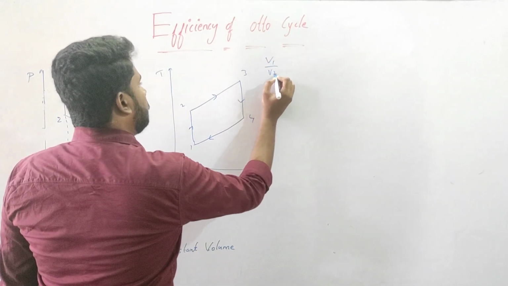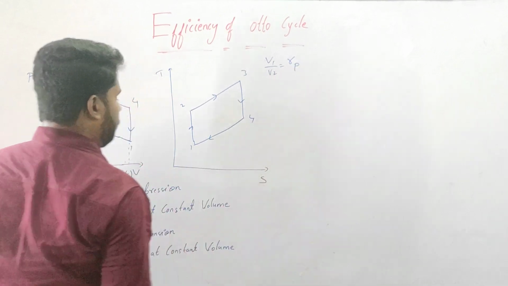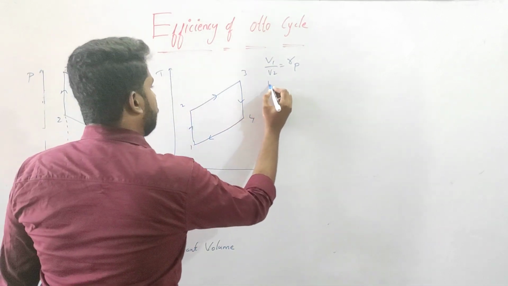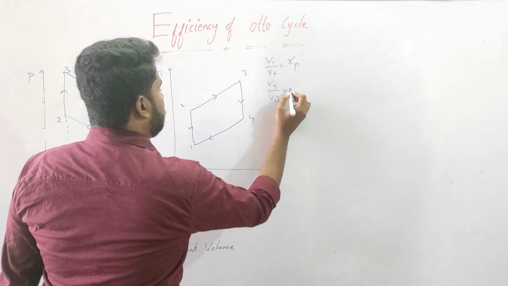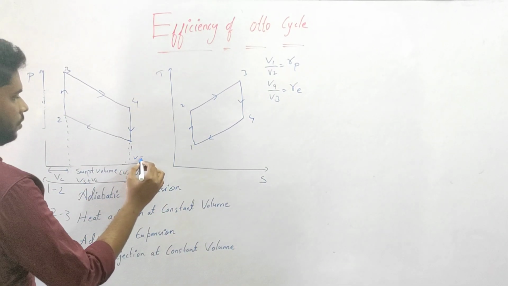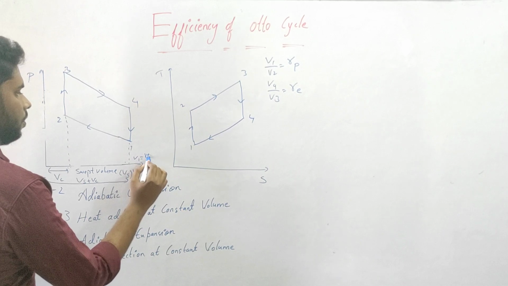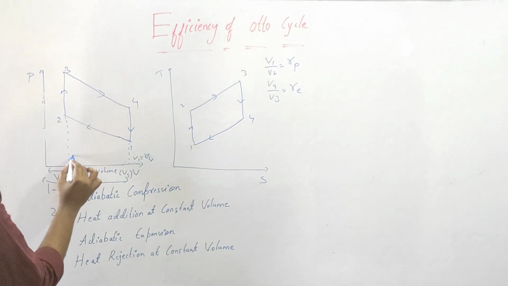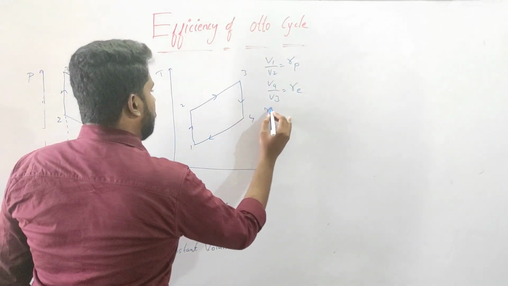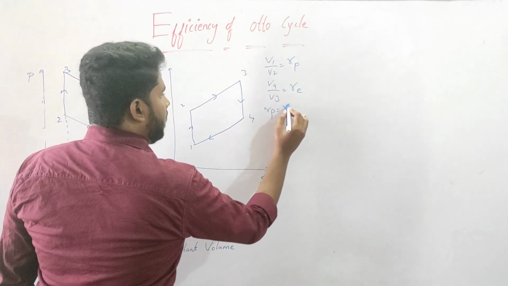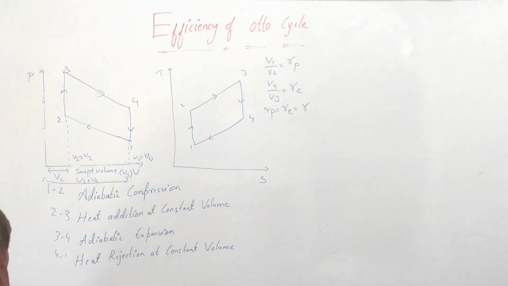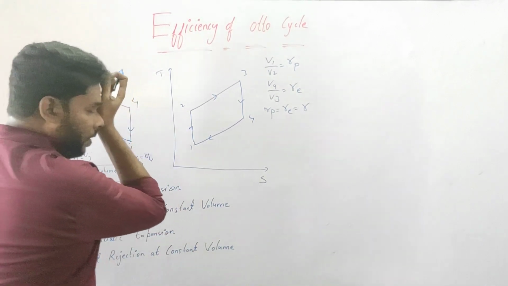V1 by V2 is nothing but the compression ratio. Similarly, V4 by V3 is known as the expansion ratio. Now you can see here V1 is equal to V4, it is a vertical line, and here also V2 is equal to V3. So in the Otto cycle, the compression ratio and the expansion ratio are both the same, so I can write R.